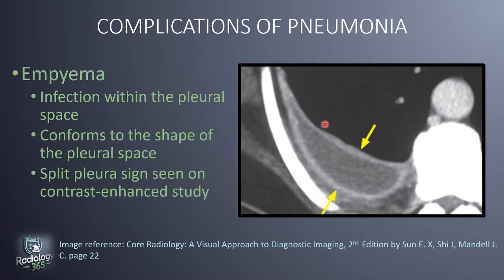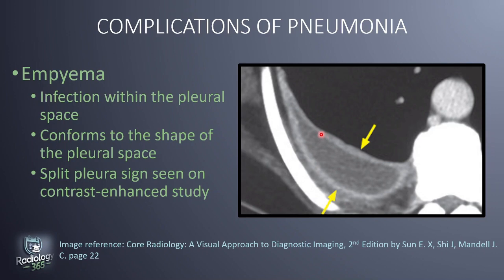The next complication we'll talk about is an empyema, and an empyema is basically an infection within the pleural space or pus within the pleural space. This fluid conforms to the shape of the pleural space, and on imaging we would see what we call the split pleural sign. That is where you have the visceral pleura and the parietal pleura seen separate from each other and seem to be enhancing on a contrast enhanced study, just like in this coned in axial CT scan of the right hemithorax that we are looking at here, showing the split pleural sign.